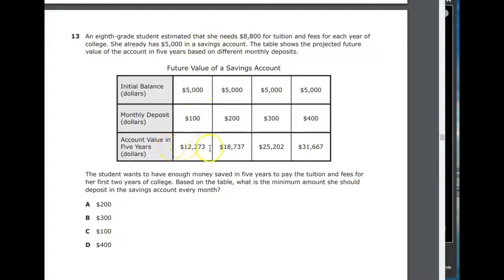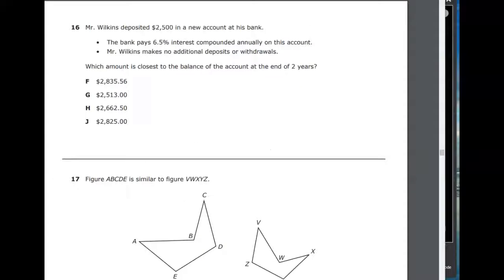This is a great answer for the first year, but not for 2 years. This is the answer if you want to pay for 2 years of college, because you need 2 of these: $8,800 for year 1, $8,800 for year 2. She would need this one. Trick question. Not much math really, mostly reading. Let's keep going. Question 16.